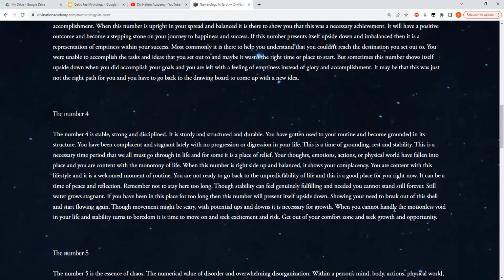Though movement might be scary with potential ups and downs, it is necessary for growth. When you cannot handle the motionless void in your life and stability turns to boredom, it is time to move on and seek excitement and risk. Get out of your comfort zone and seek growth and opportunity. So for me, this is such an easy way to kind of see somebody's entire personality.